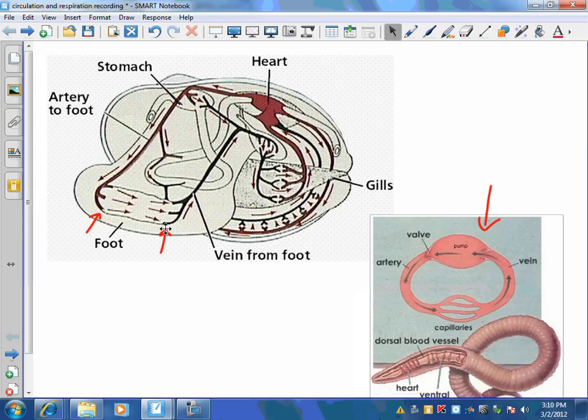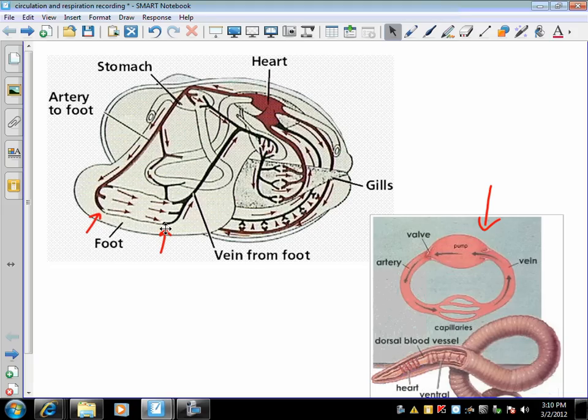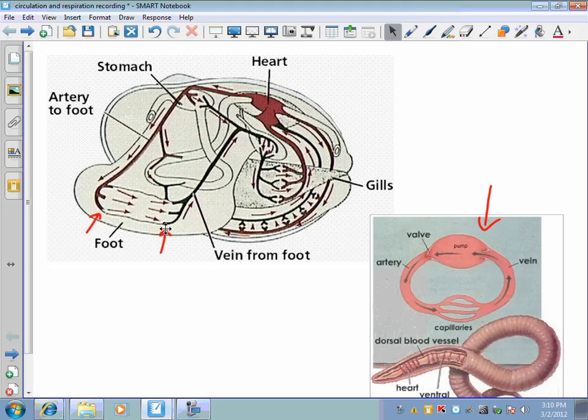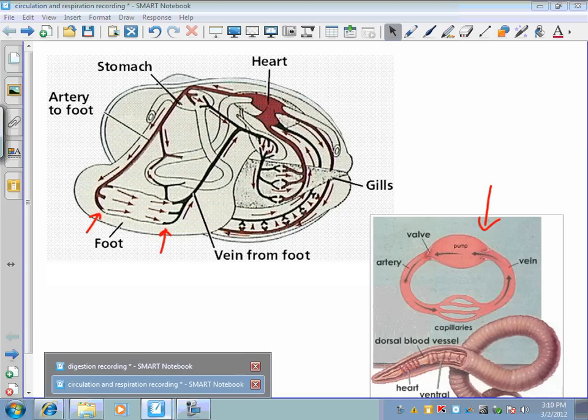An open circulatory system doesn't have that control, so you don't have as many, I would say, distinguished features that help aid in the organism's ability to move through space and time, I guess. Let's keep moving here.